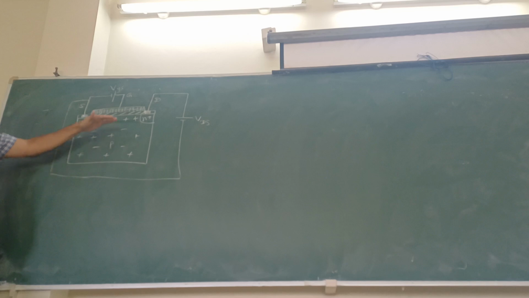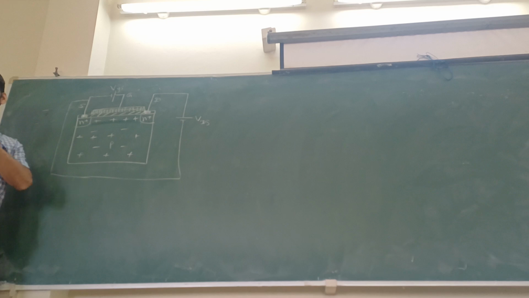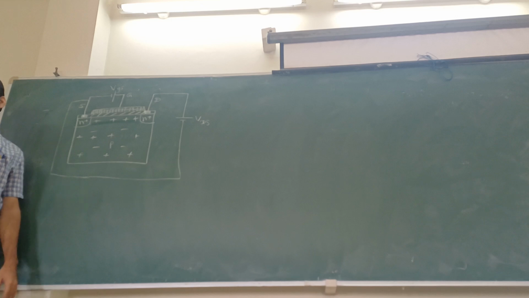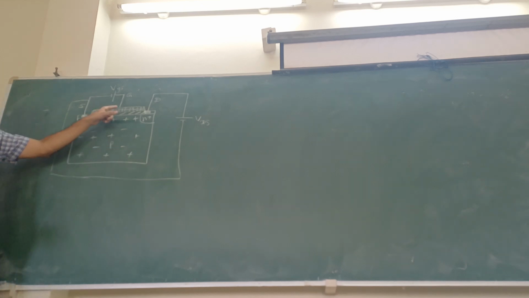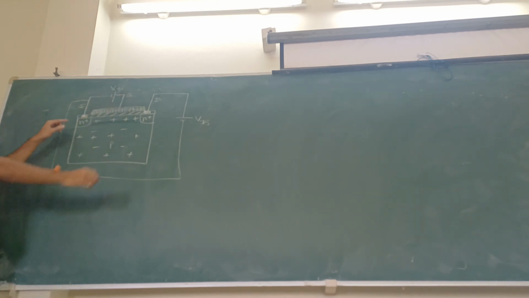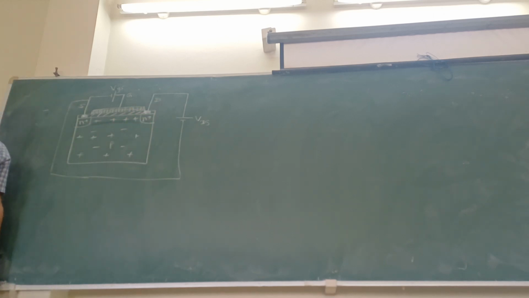Then a layer of SiO2 is placed on it, which acts like a dielectric or insulator. Above that, we have placed a metal layer that is referred to as the gate. The terminal coming out from this metal is named the gate. These two are referred to as source and drain.